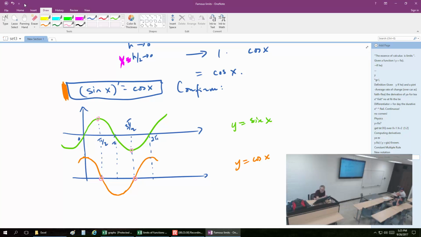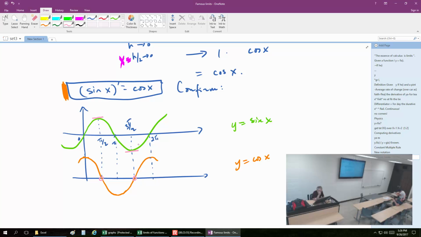Well, let me do it the right way. The value of cosine is 0 here, which matches the horizontal tangent line. Right? Horizontal tangent line, slope 0. Okay? So do you see any other matches?